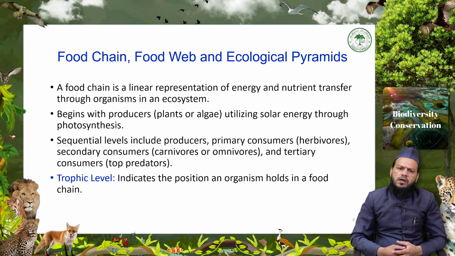A food chain is a linear representation of the transfer of energy and nutrients through a series of organisms in an ecosystem. It starts with producers, usually plants or algae, which harness solar energy through photosynthesis. The subsequent trophic levels include primary consumers, herbivores, secondary consumers, carnivores or omnivores, and tertiary consumers, top predators.